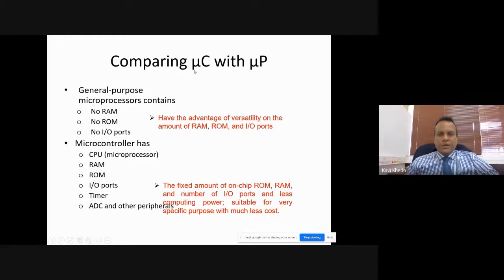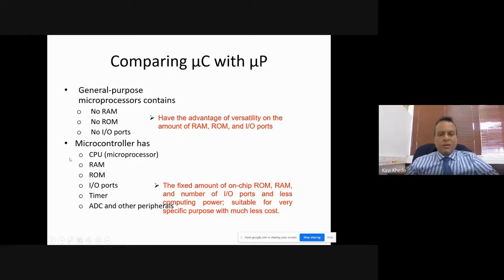So a general comparison between a microcontroller, this is a symbol for microcontroller, this is a symbol for microprocessor. A general purpose microprocessor contains no random access memory, no read-only memory, no I/O port. So it contains only the processor itself. So it has the advantage of versatility. Why? Because you can add new RAM, new ROM, new I/O port as you wish. Versatility on the amount of RAM, ROM, and I/O ports that you can integrate inside your computer.